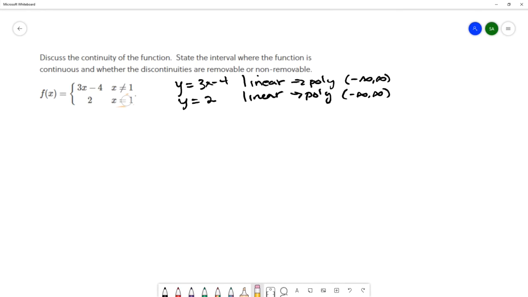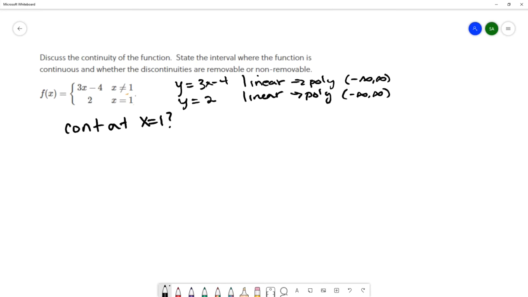So we need to focus in on x equals 1 to decide if the function is continuous at that point. We need to know: continuous at x equals 1? We're going to put a question mark.